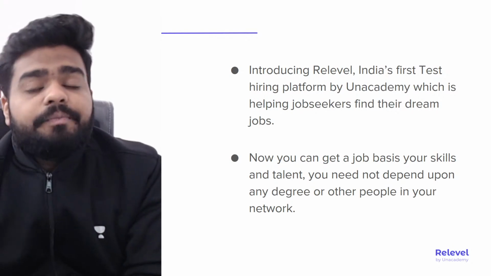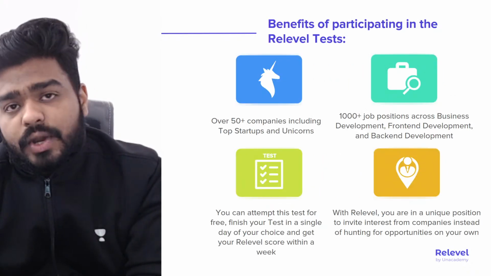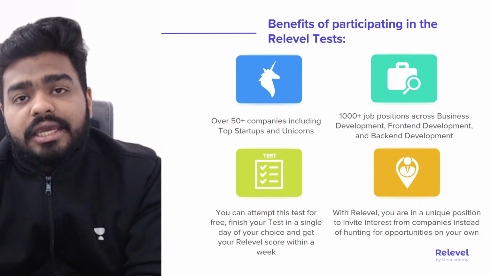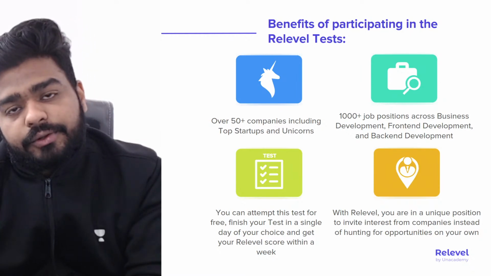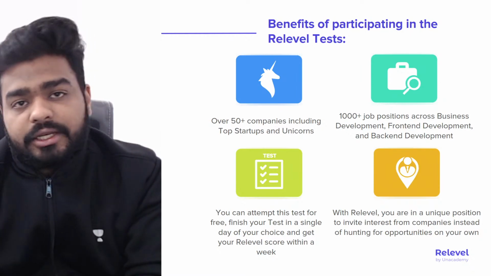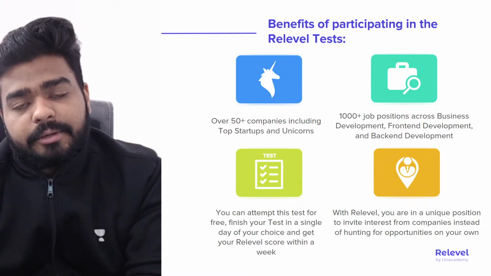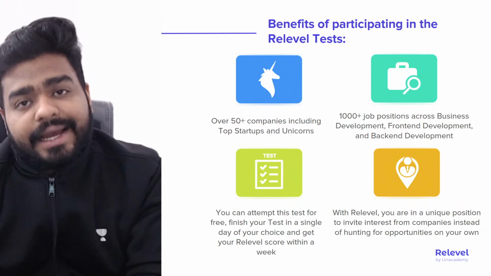Right now, what are the benefits of it? Basically, you have to appear for a test which is of 1000 marks, and you have to score above 700 marks. If you do that, then you'll be eligible for the profile. We'll create a profile for you, and we'll be distributing this profile to many of our clients who have 1000 plus positions across business development, backend development, and front-end development. So you will get interviewed and you'll get hired directly.